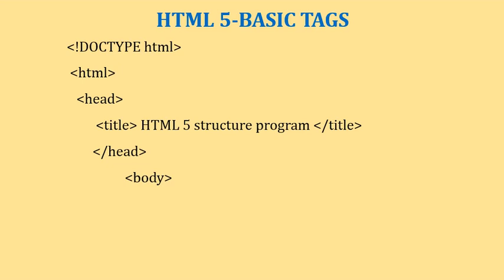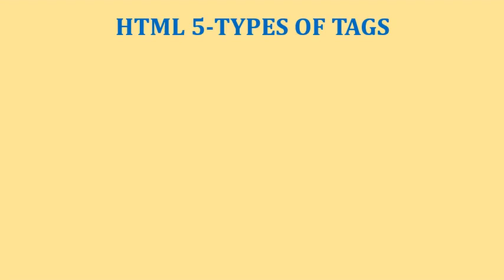The next tag is the body tag. In this body tag, whatever content you are going to place will be displayed on the web page. So this section you are going to use to display the content on the web page. Then you have to close the body tag, and finally you have to close the HTML. This is the basic structure of an HTML5 program you have to follow. In the next slide you will learn the types of tags.